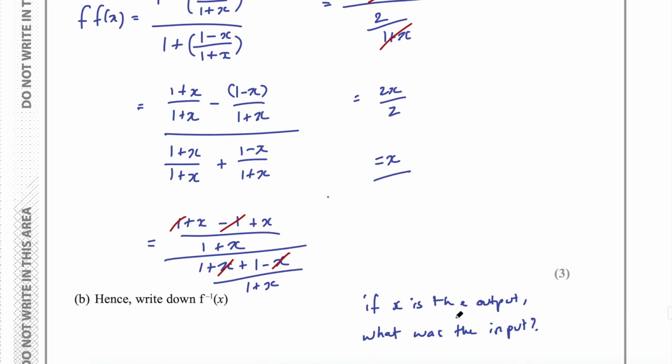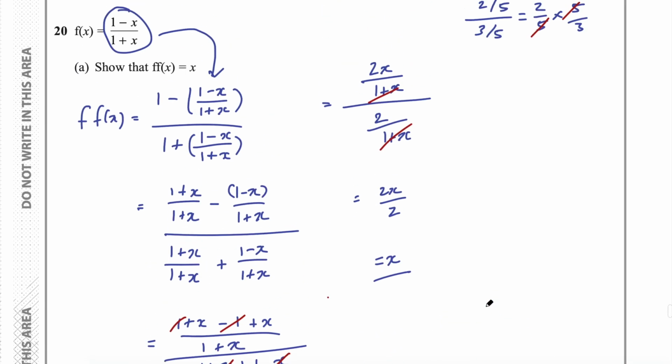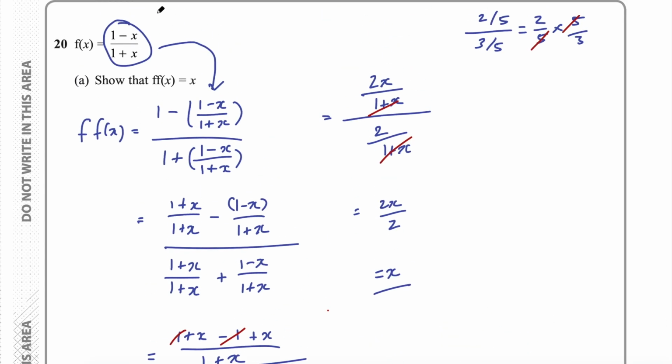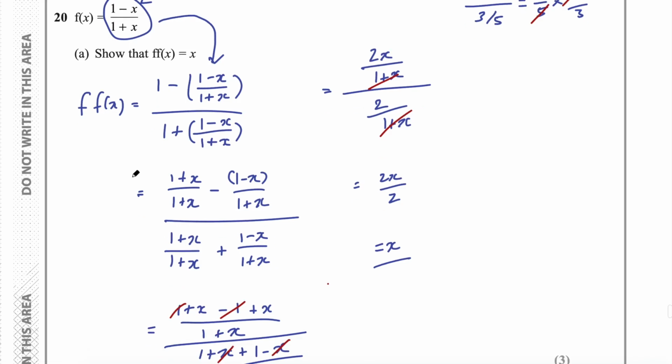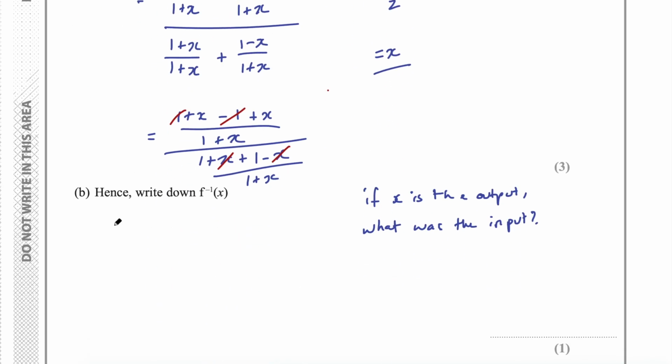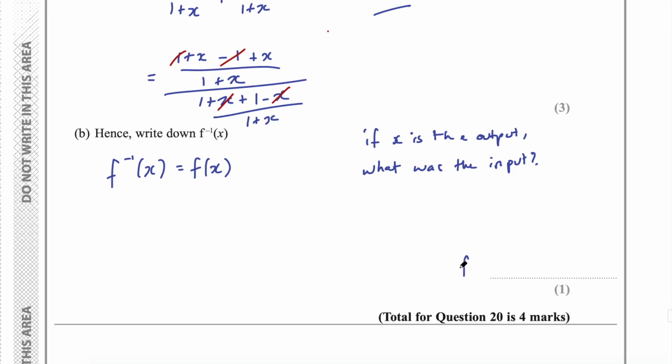So if x is the output, what was the input? The input was f of x, was this function here. So f inverse x is going to be the function we started with, f of x. So therefore I can say f inverse x equals 1 take x over 1 plus x. So a bit of a mind bender, that question, but hopefully that's making sense what an inverse function actually is.